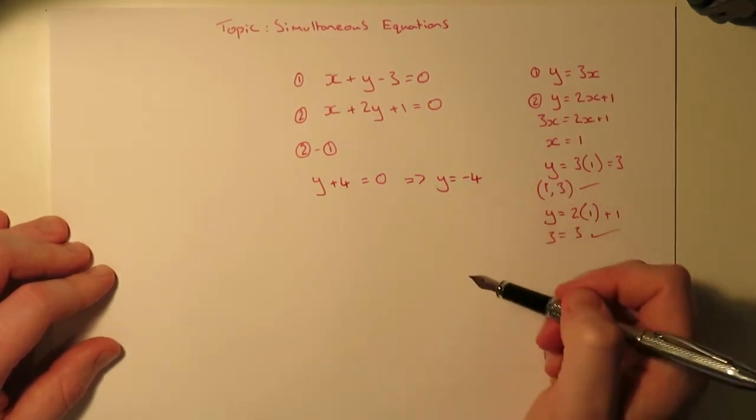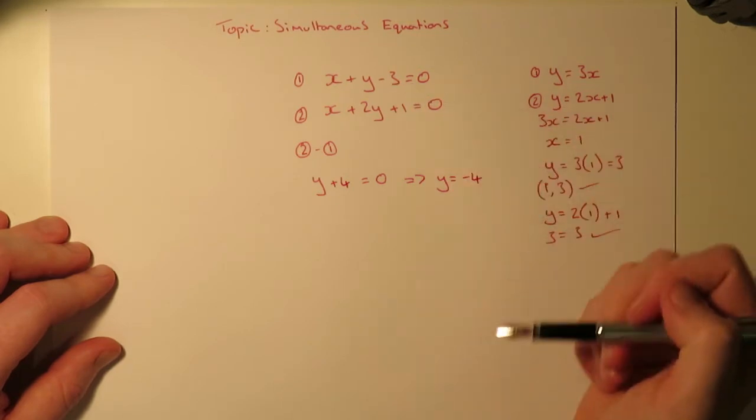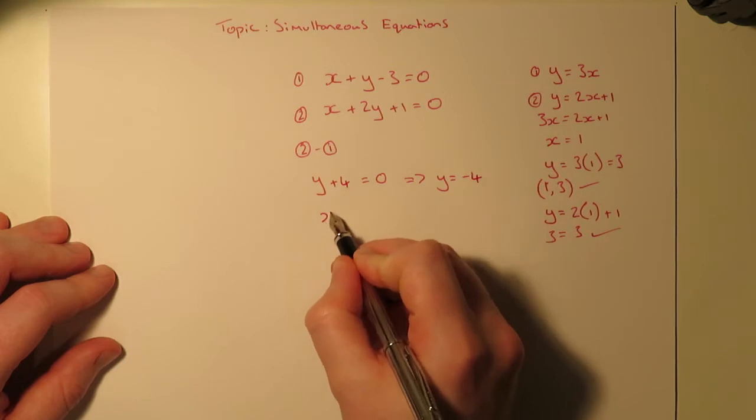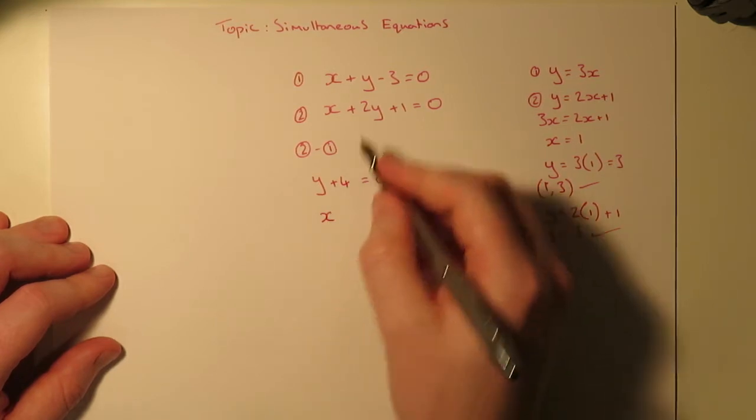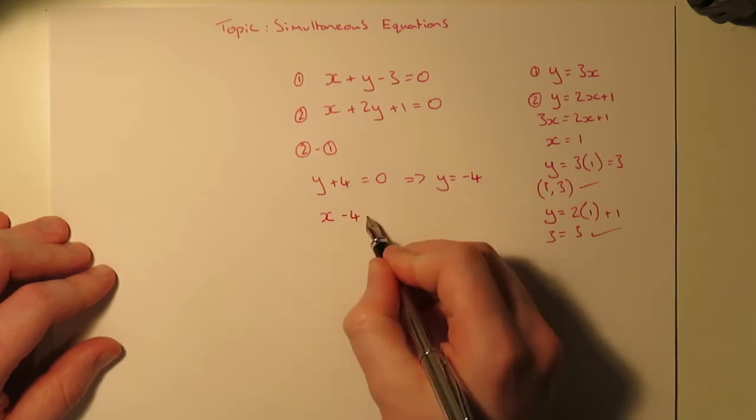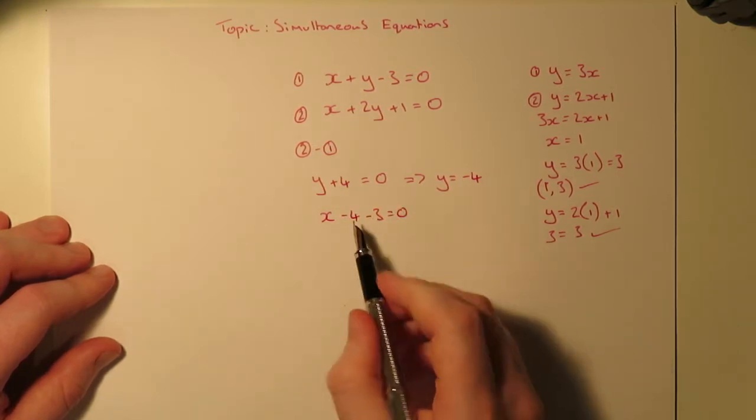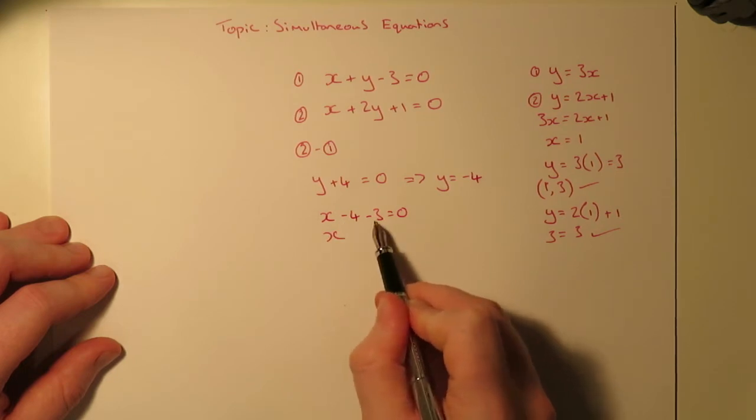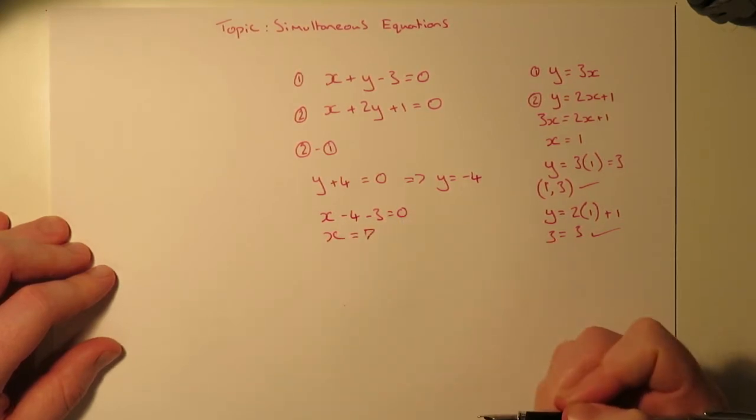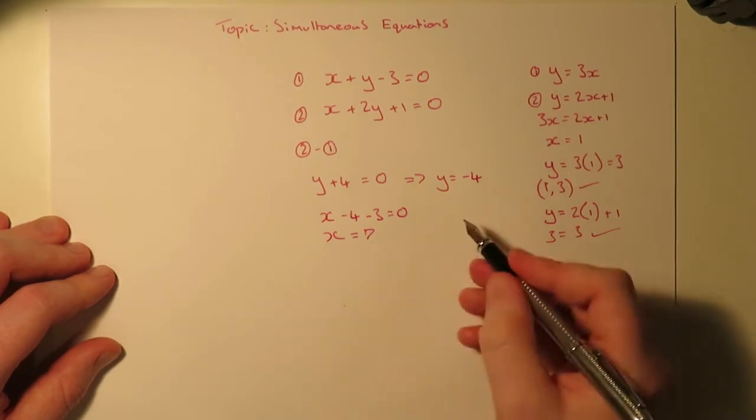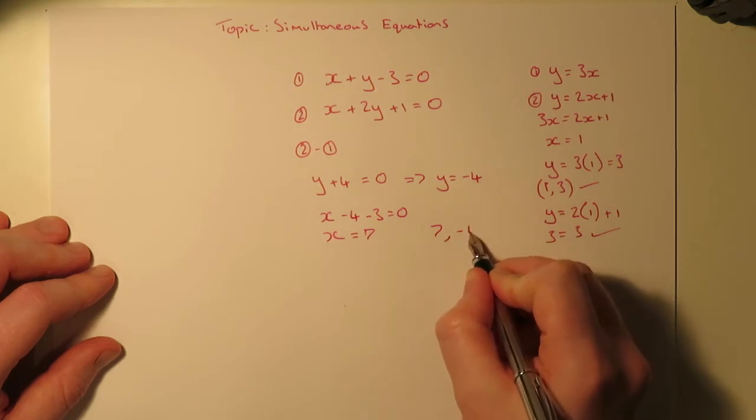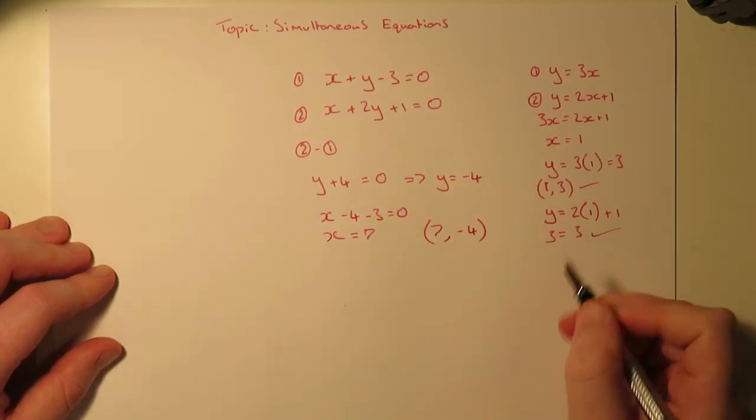Once you have that value, you can substitute that into equation 1, and you can say that x plus y, in this case minus 4, minus 3 equals 0. So this here is x minus 7 equals 0, or x is equal to 7. So we then have our point of intersection, (7, -4).